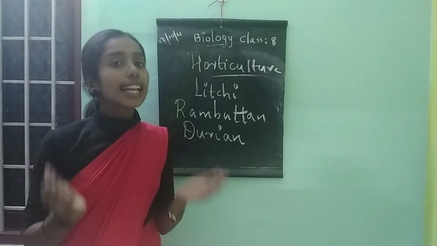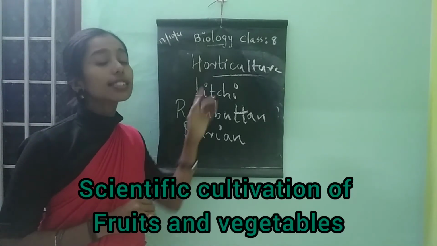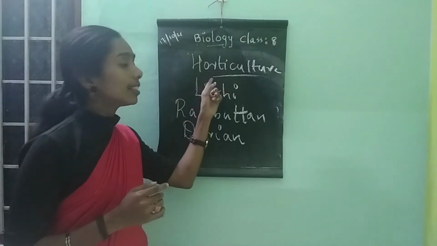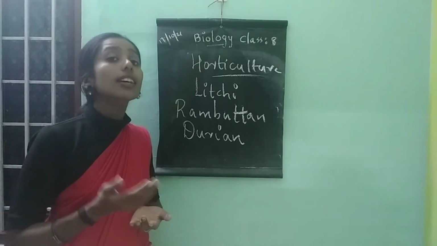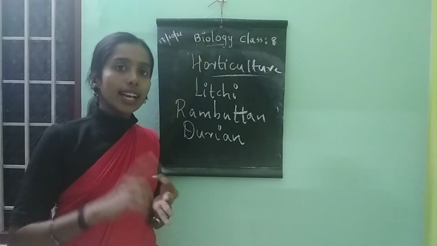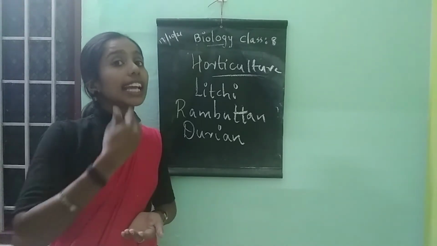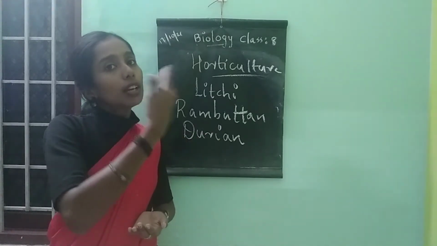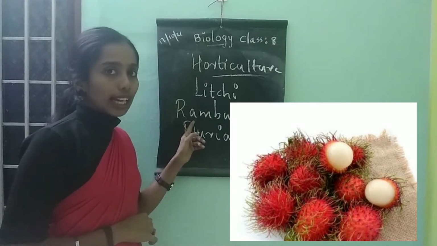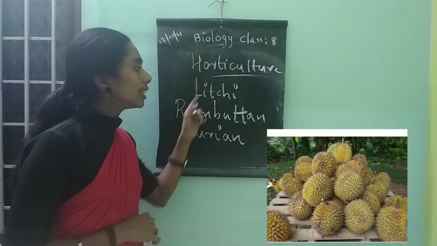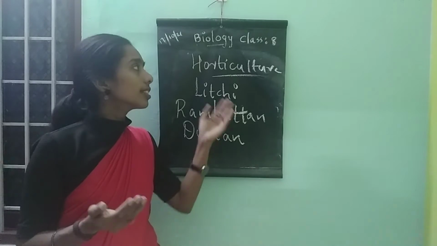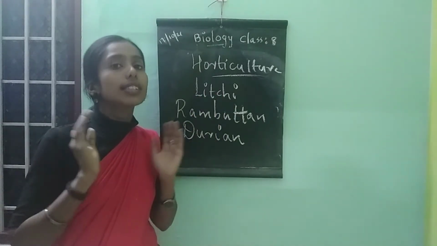Children, the next is horticulture. Horticulture means the scientific way of cultivating fruits and vegetables. Floriculture is flowers. There are indigenous varieties like mango, jackfruit, and banana, and so many more. But there are also exotic varieties imported from foreign countries. They include lychee, rambutan, and durian. So both indigenous and exotic varieties are there. This is a scientific way of cultivating fruits and vegetables.